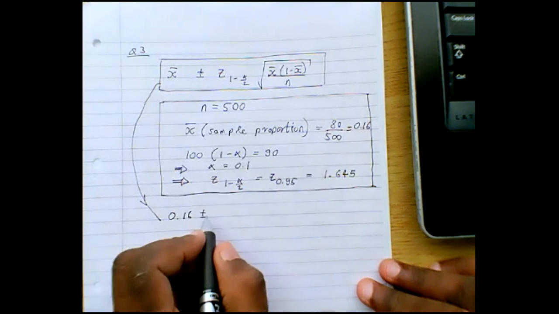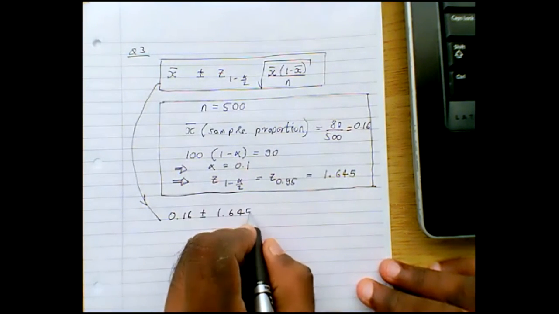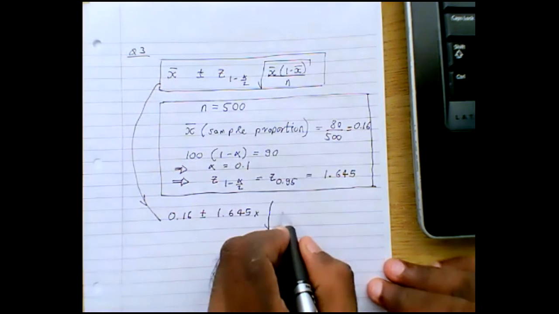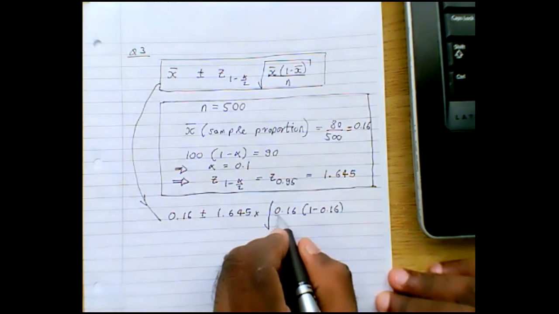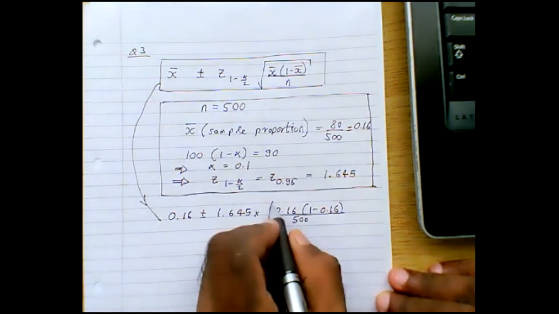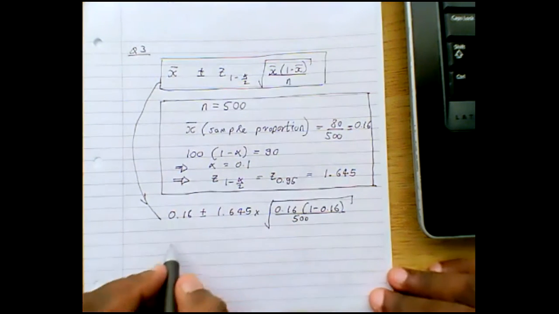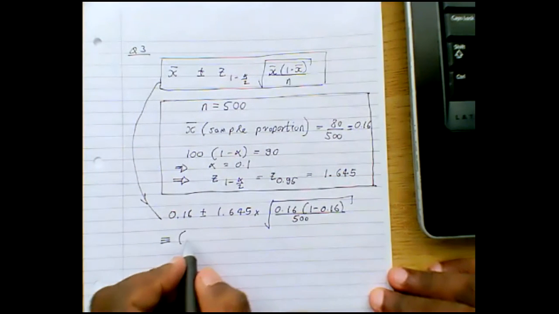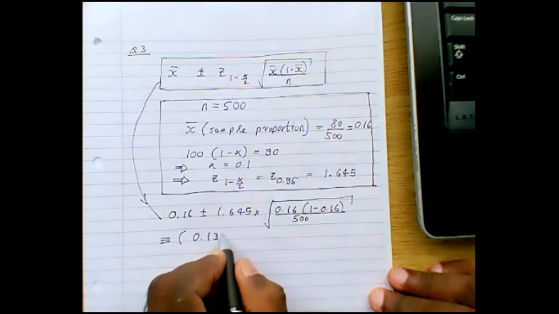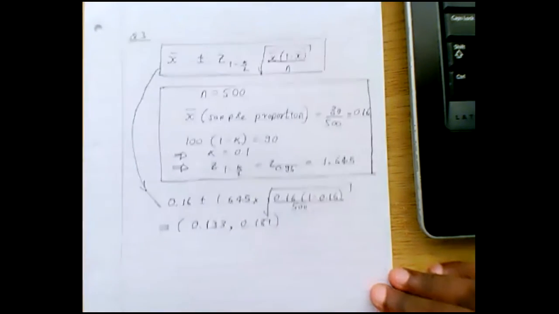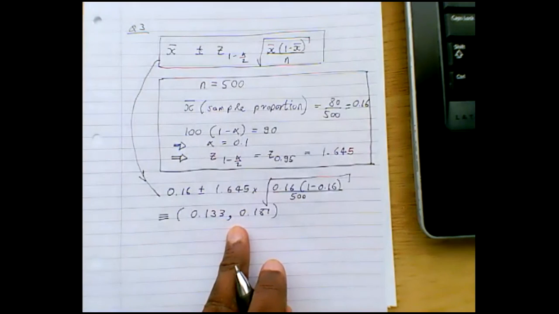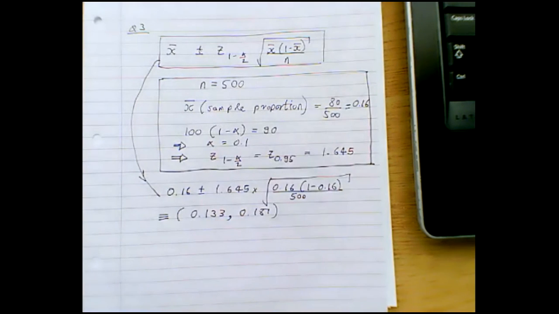0.16 plus or minus 1.645 multiplied by the square root of 0.16 times 1 minus 0.16 divided by 500. Now you should simplify this. The lower limit will be this, and the upper limit will be 0.187. So this is the 90% confidence interval for the proportion of households having 3 or more television sets.